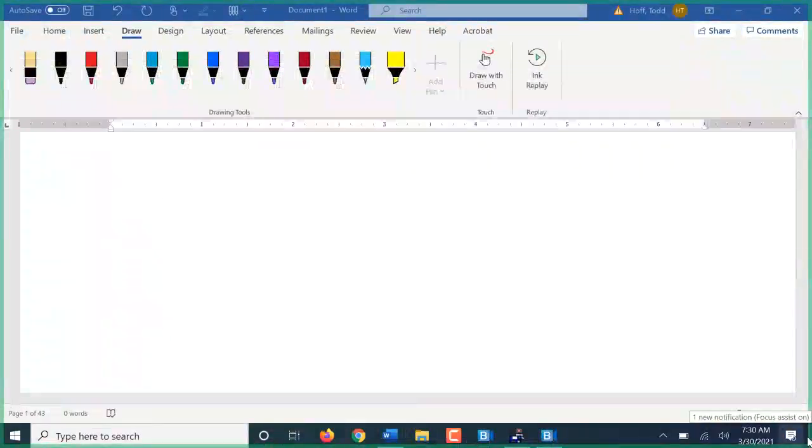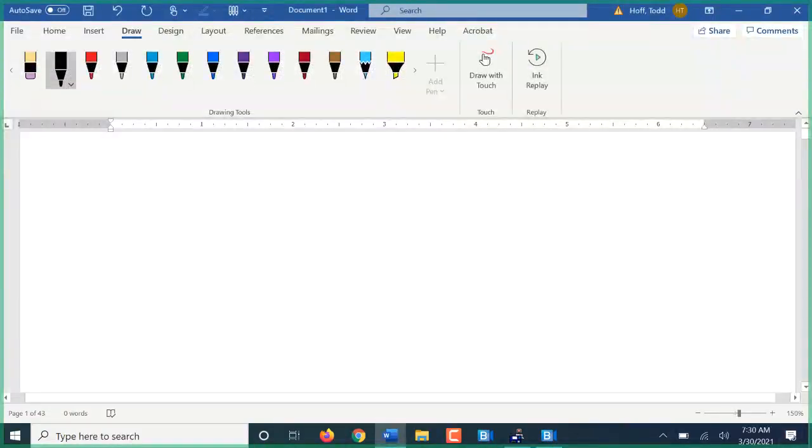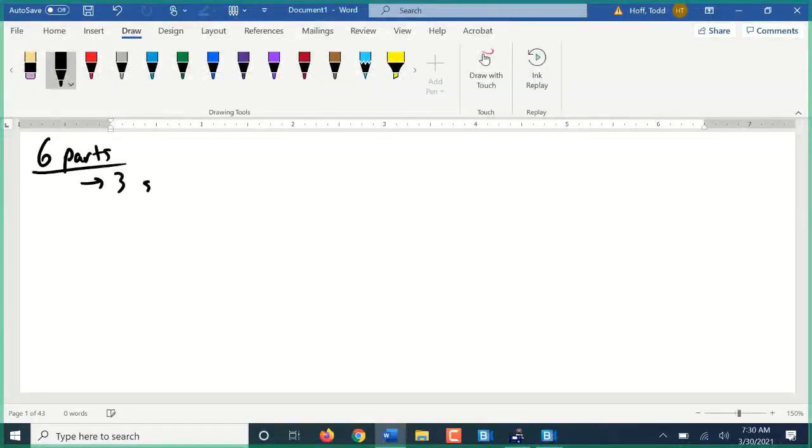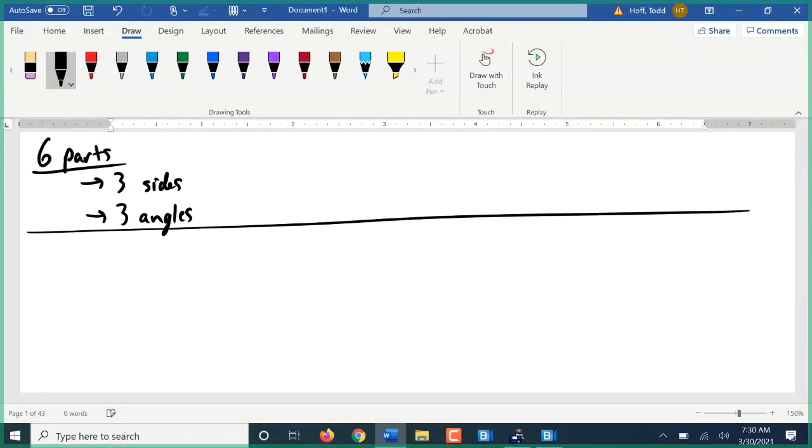So we left off yesterday. We were talking about finding the missing parts of oblique triangles. And we said that of those 6 parts of a triangle, of the 3 sides and the 3 angles, we were going to be looking at knowing any combination of 3 of them and being able to find the other 3.